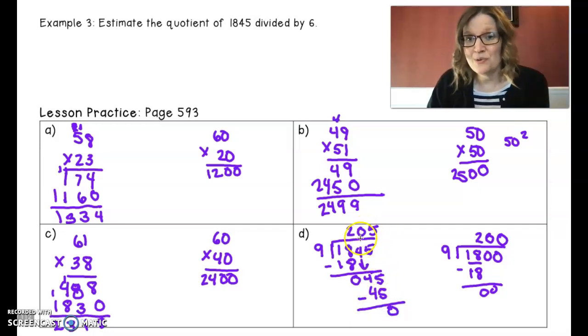So I know that 205 is pretty close to my estimate of 200. And there you have it. Good luck on the homework.